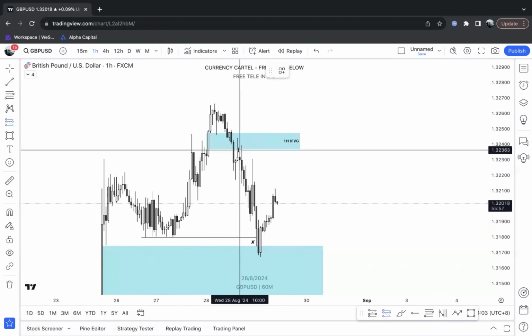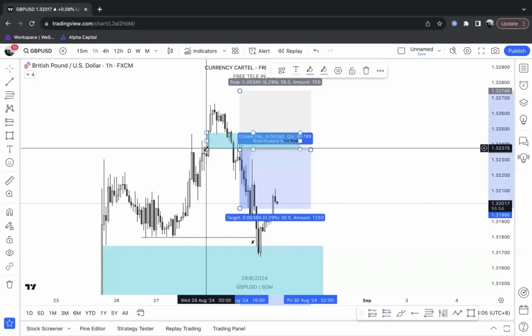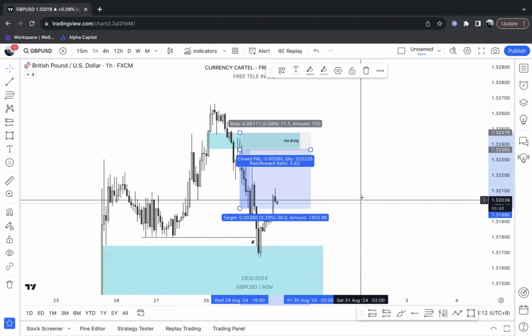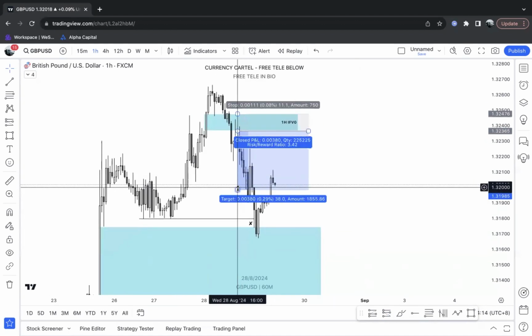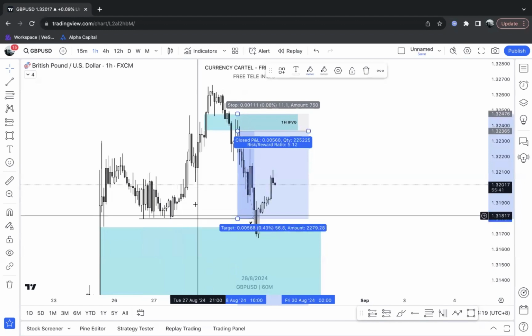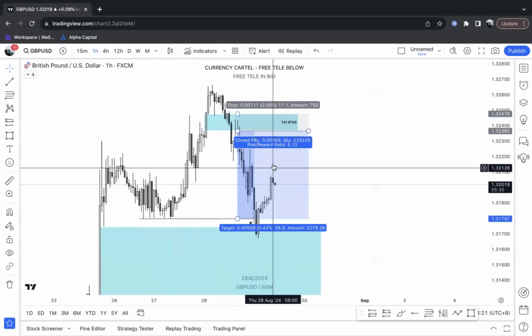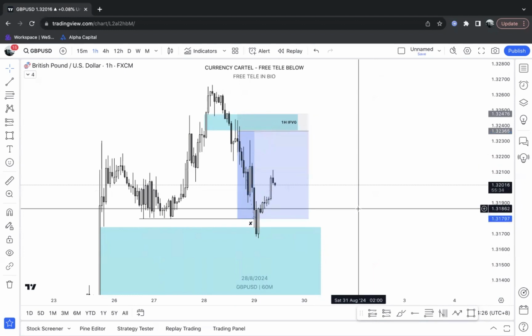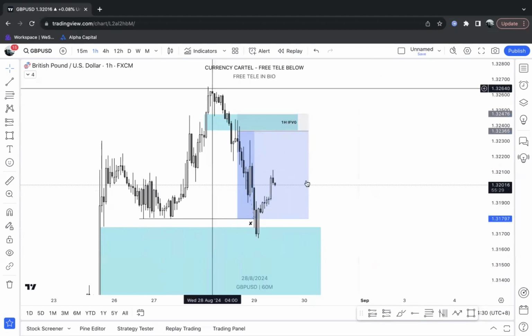What you can then do is go from the open of the inversion FVG, and all you want to do is cover the whole inversion FVG with your stop loss, and then our targets were obviously the sell side of Monday low and Tuesday low, and this eventually turned out into a potential 5R trade. So this was actually given out in the free Telegram in London on the 28th of August.